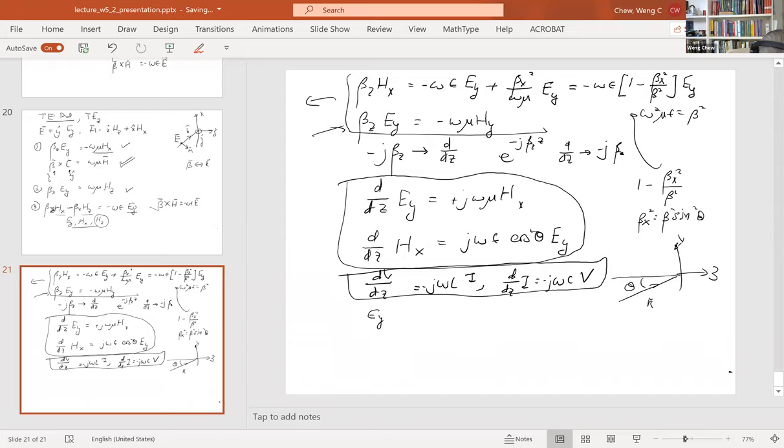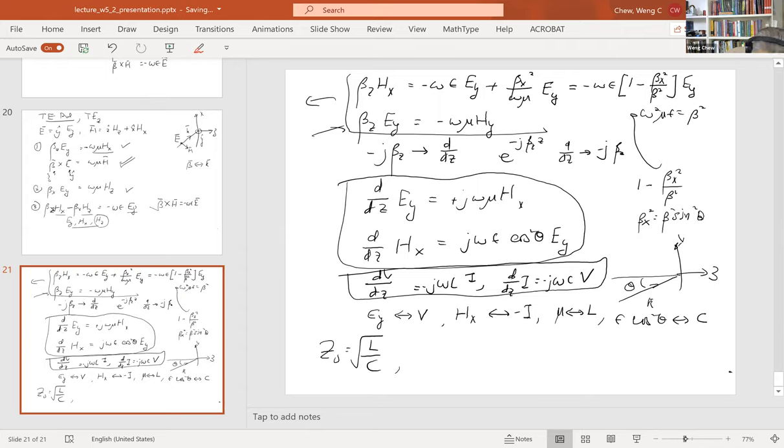If I make EY the same as V, and I make HX the same as negative current, I make mu the same as my inductance per unit length, and I make epsilon cosine squared theta the same as my capacitance per unit length, then these two equations are very similar. And I know that in transmission line theory, the characteristic impedance is the square root of L over C. Also over here, if I make this map, I will find a wave impedance, which is given by omega mu over beta z. If you call this L and you call this C, and you divide the two, then you get omega mu over beta z.